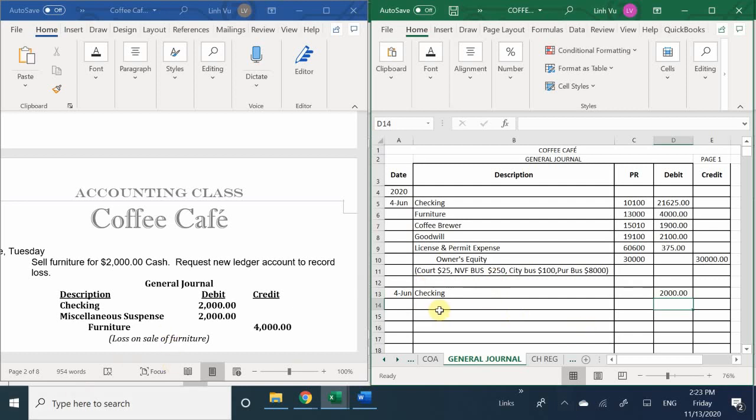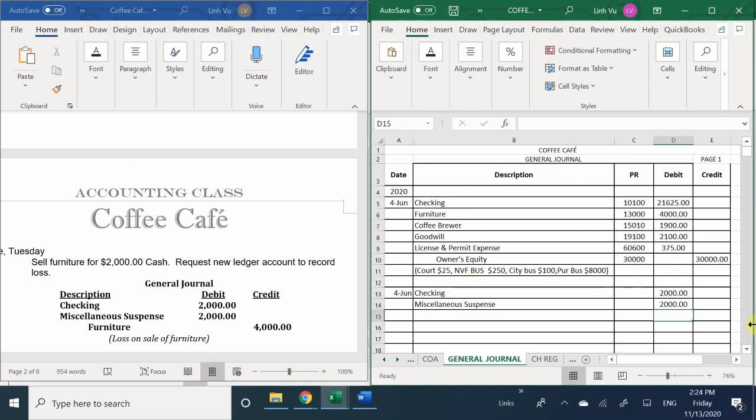Okay, so now we're going to record our difference, miscellaneous suspense, because I don't know what to do with that money. All right, and I'm going to go ahead and debit that for $2,000.